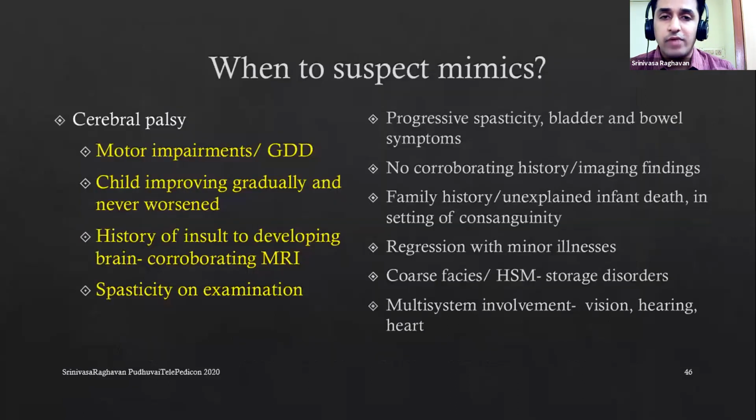So when should you suspect mimics? Usually cerebral palsy is not progressive and they should show improvement gradually. There should be a history of insult to the developing brain with a corroborating MRI. When you notice progressive spasticity, no corroborative history or imaging findings, bladder or bowel involvement, family history, regression, or unexplained multisystemic involvement, always suspect mimickers.